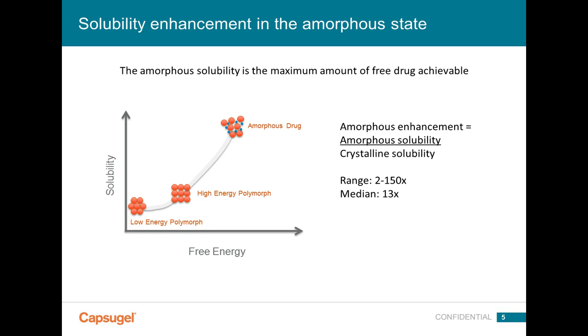The main idea for amorphous solubility enhancement is that a drug in the amorphous state has a higher free energy than the corresponding crystalline polymorph, and therefore has a higher solubility. In the many compounds that we've screened internally, we've observed amorphous solubility enhancements ranging from 2-fold up to 150-fold. A typical amorphous enhancement is around an order of magnitude.